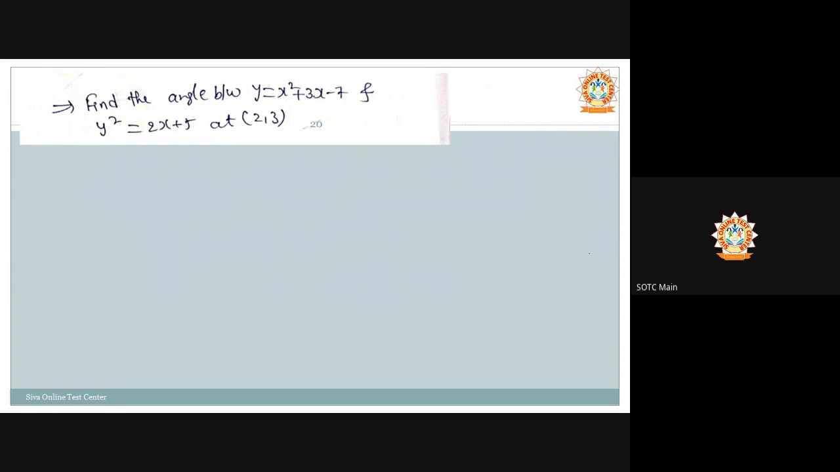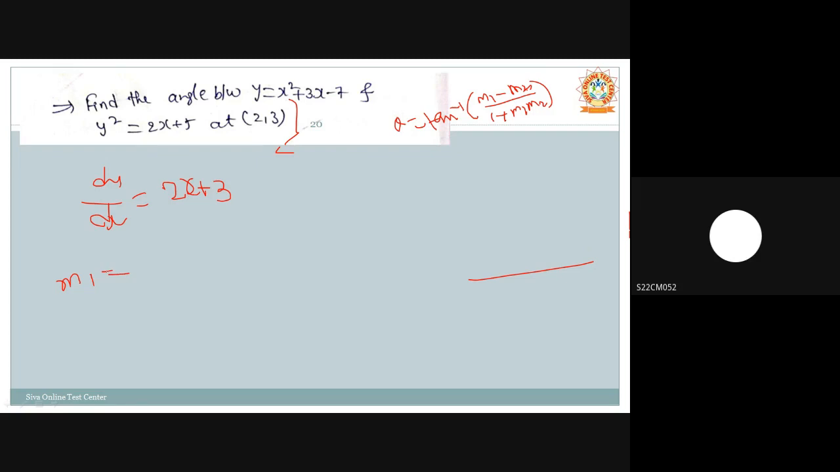Try to see. So finding the angle between two curves is given by theta is equal to tan inverse of m1 minus m2 divided by 1 plus m1 m2, right? So now try to calculate m1, finding the slope of this equation 1. So dy by dx is equal to what? 2x plus 3. Yes or no? Now substitute in the place of x as 2. Tell me what m1 is coming. 7, sir.